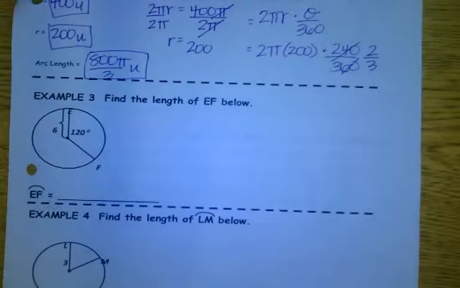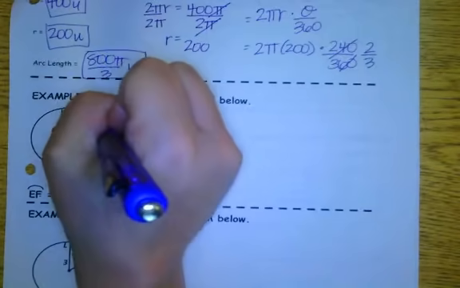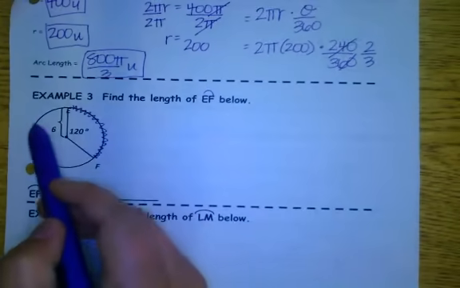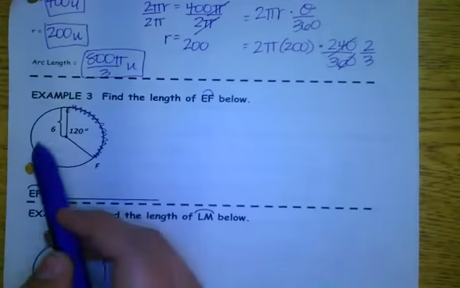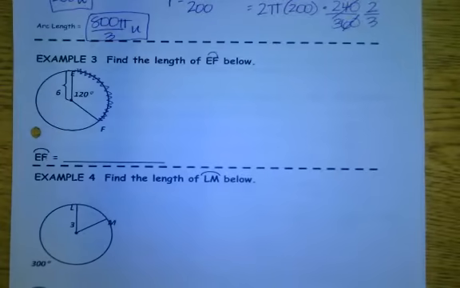Example 3. Find the length of EF below. I think it meant arc EF because that's what's down here. So I'm going to highlight that arc. Is that a major or a minor arc? Minor. How do you know it doesn't go this way? Because it's only 240. Because there's only 2 points. You need 3 in order to classify a major arc. So it wants us to find that arc length.